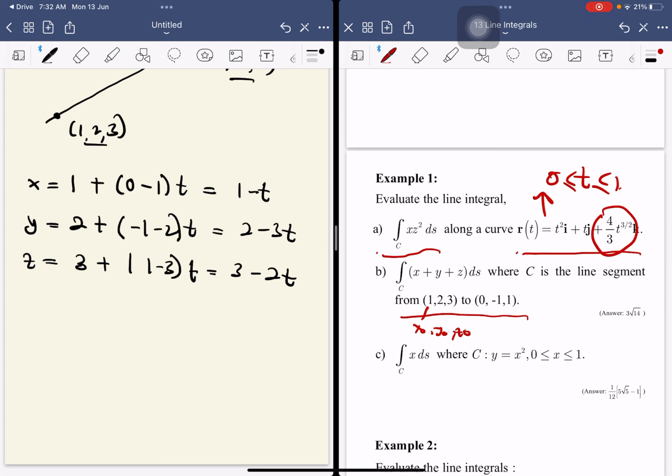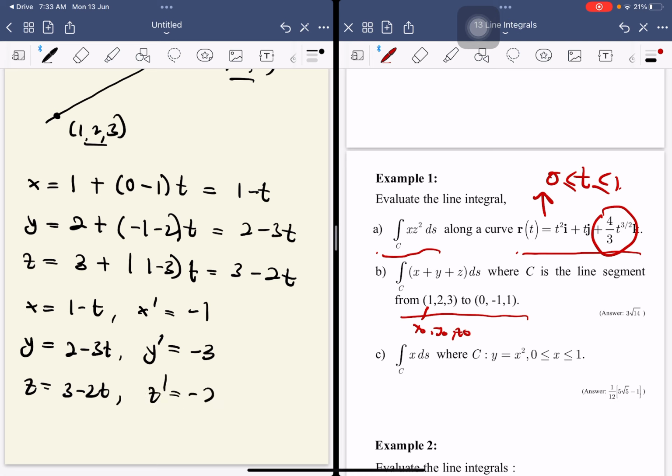So now we have the components, right? We have x equal to 1 minus t, so we must find the derivative. So x prime is equal to negative 1. y is equal to 2 minus 3t, so y prime is equal to negative 3. And z is equal to 3 minus 2t, where z prime is equal to negative 2.